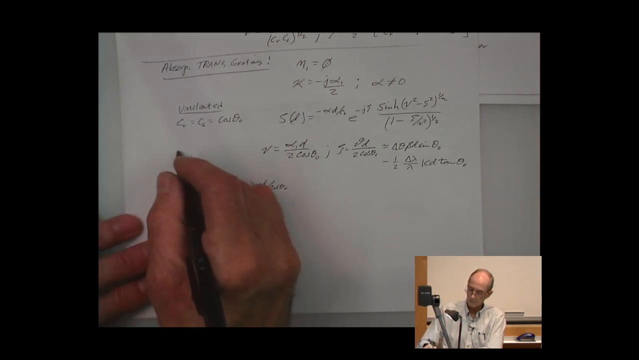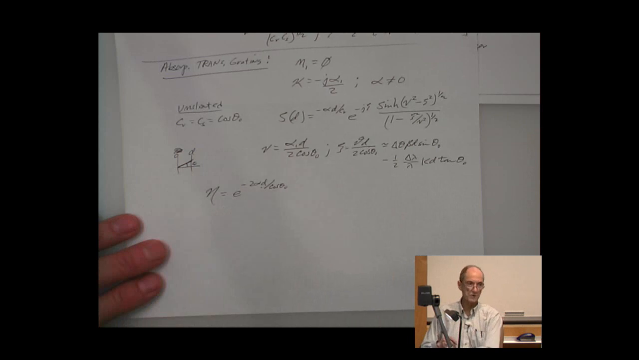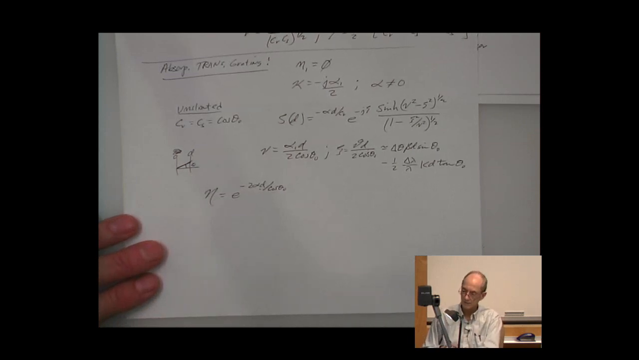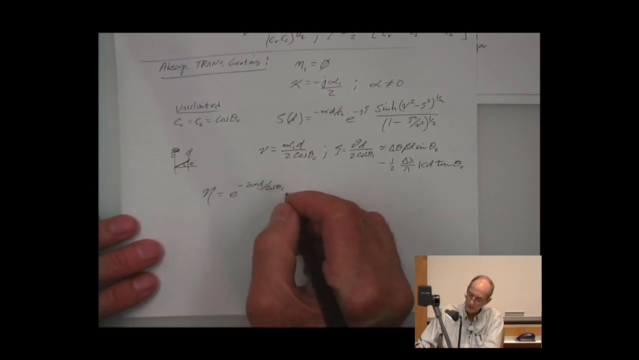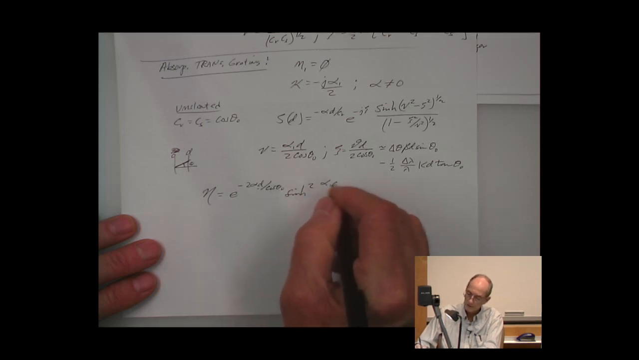If this is z equals 0 and d, we actually have to go at some distance here, and here's, say, the angle theta. So the absorption is going to depend on that actual optical path length. So we have that times the hyperbolic sinh squared of alpha 1 d over 2 cos theta 0.